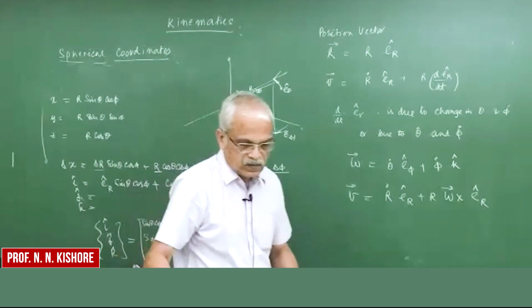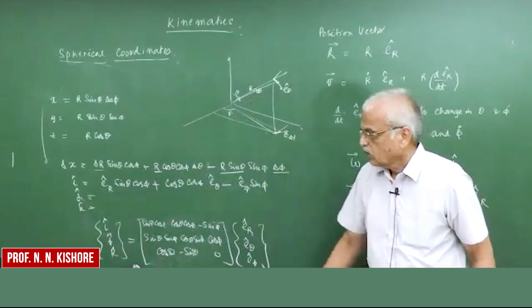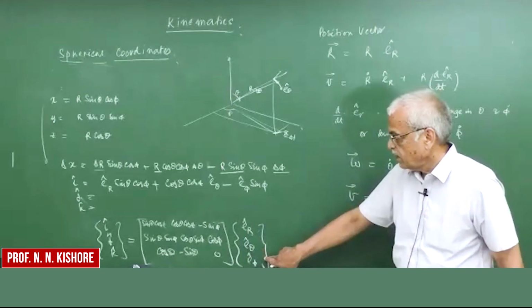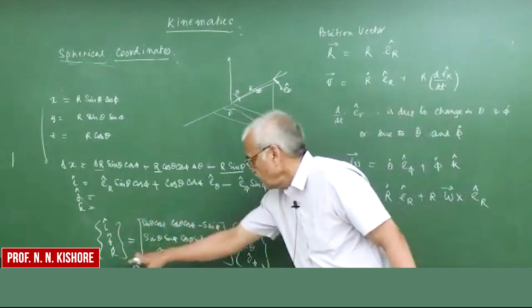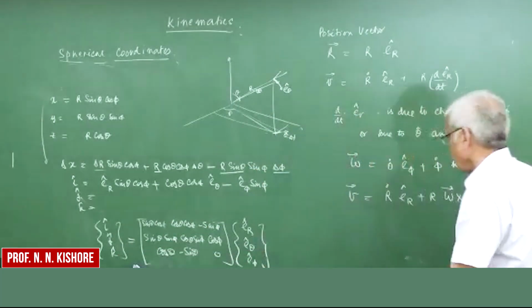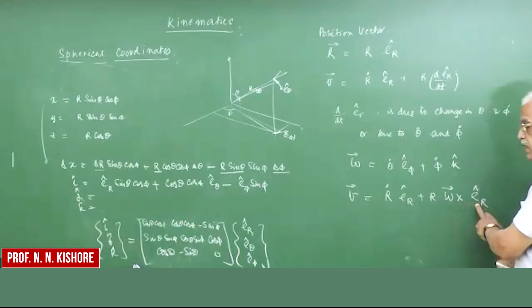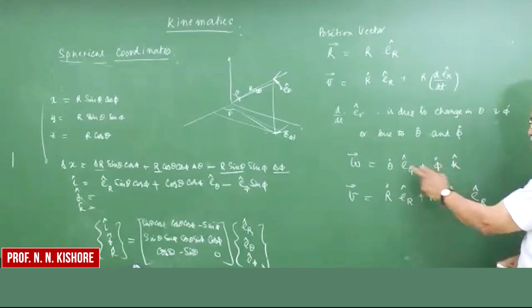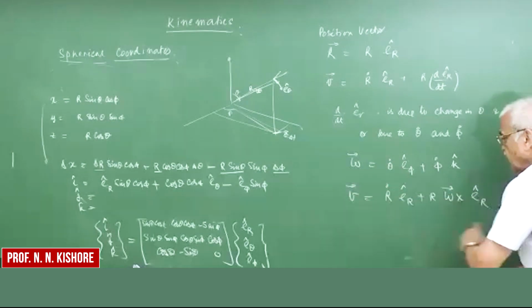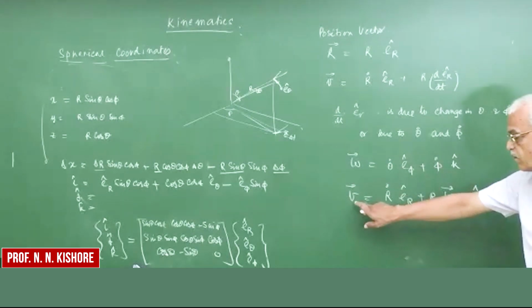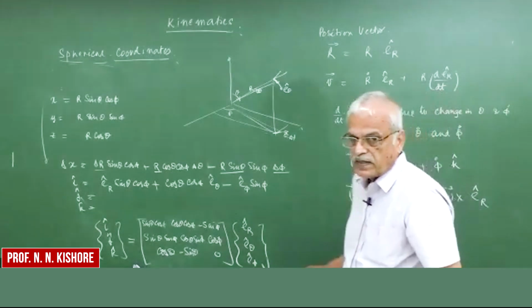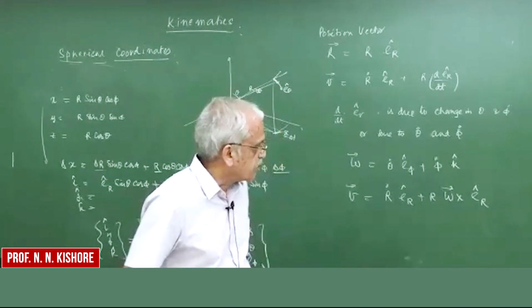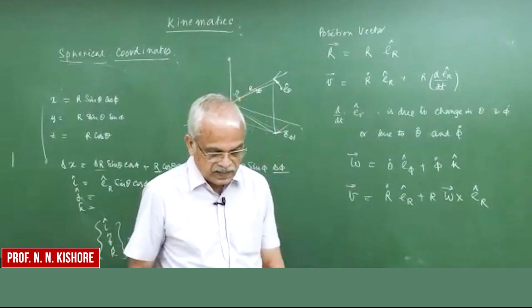Okay, I'll wind it up here. I gave the relationship between e r, e theta, e phi and i, j, k. So if you want to convert k to e r, e theta, e phi, you can use that last relationship and put it here. Replace omega k by that and put it in this formula for v, and you will get the velocity in terms of r, theta, phi directly.